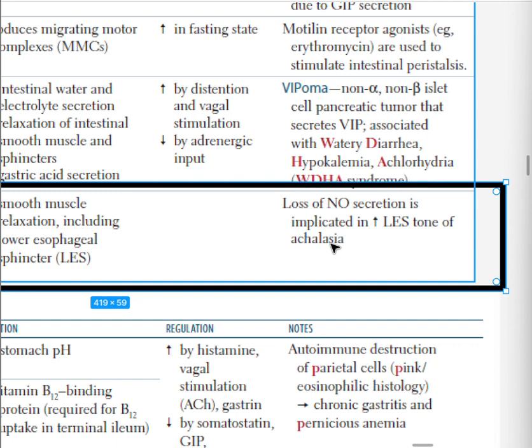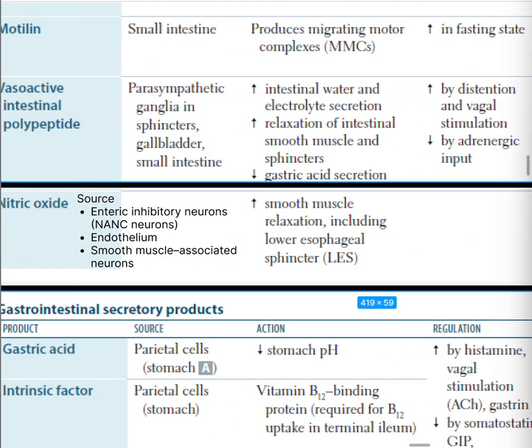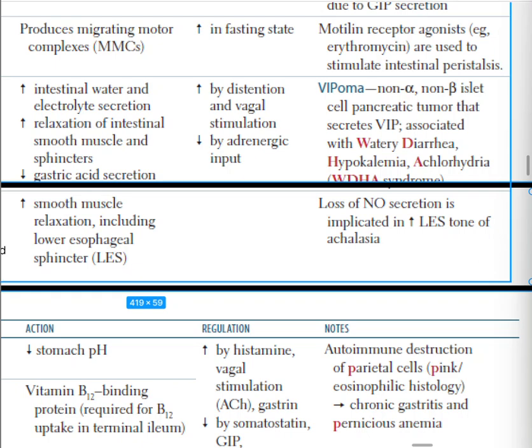Whenever I say NANC, it's non-adrenergic, non-cholinergic, right? And when I say VIP, it's vasoactive intestinal polypeptide. So nitric oxide and VIP are NANC, non-adrenergic, non-cholinergic inhibitory neurotransmitters.